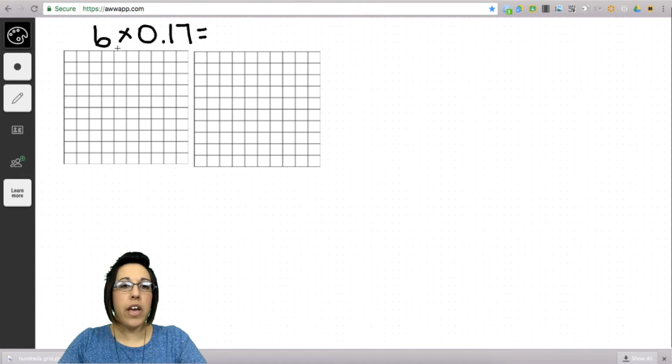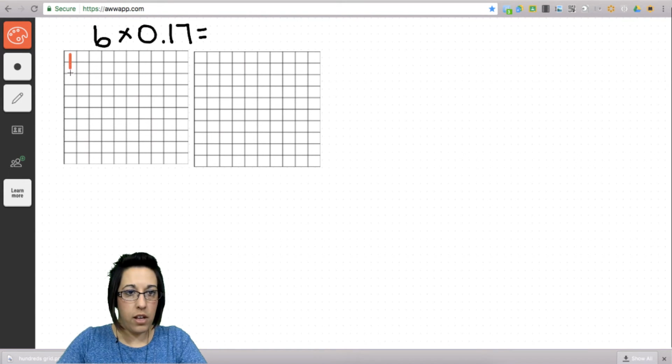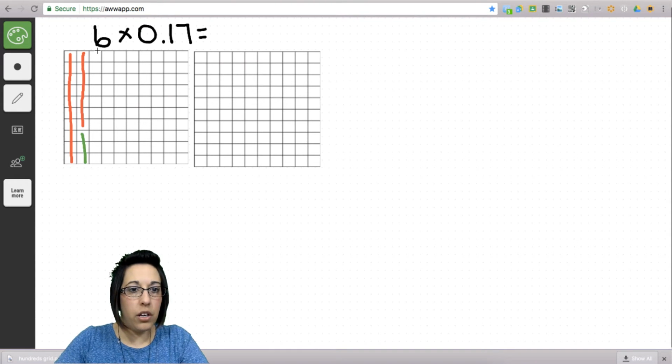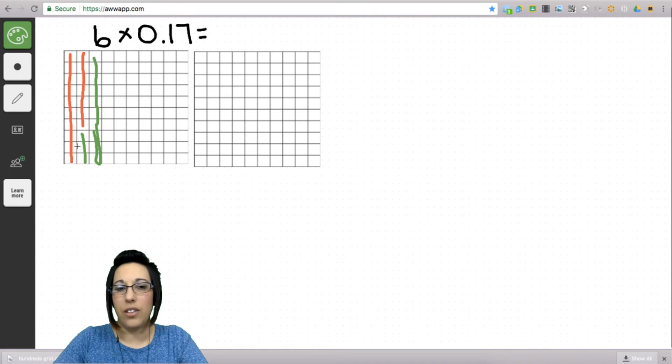Okay, this problem we have 6 times 17 hundredths. So our first task is to make 6 groups of 17 hundredths. That is a tenth and 7 ones. 1, 2, 3, 4, 5, 6, 7. Another color. 3, 4, 5, 6, 7, 8, 9, 10. Oh, I should have just said 13. 3 plus 10 is 13. 14, 15, 16, 17.